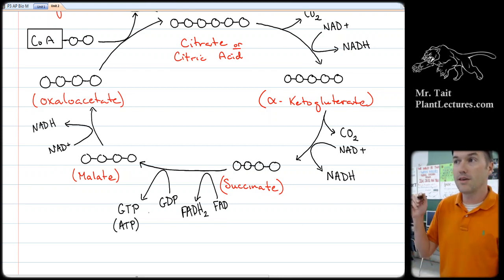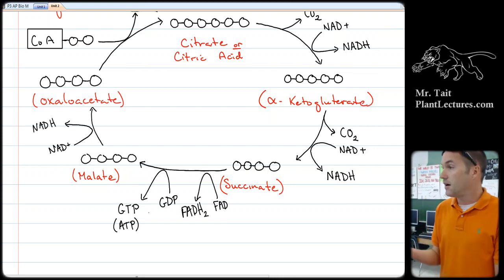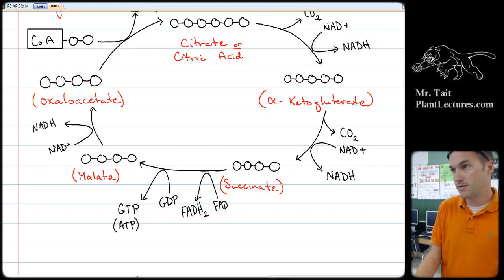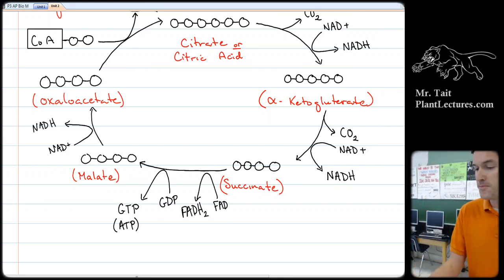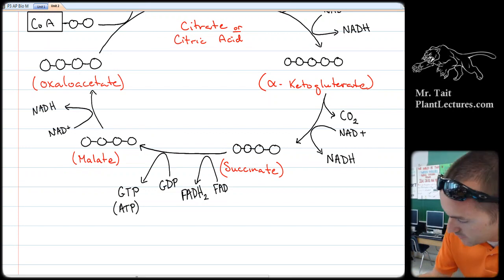So just like the Calvin cycle begins and ends with RuBP, the citric acid cycle begins and ends with oxaloacetate. Oxaloacetic acid, but that's okay. Oxaloacetate. Questions on this? Let's talk about reactants and products.